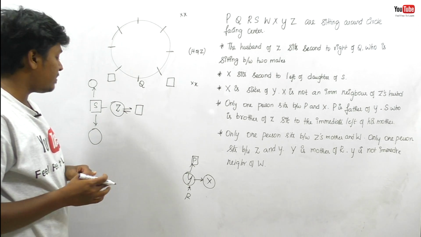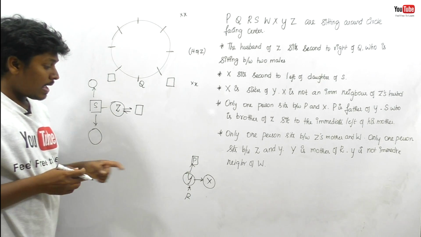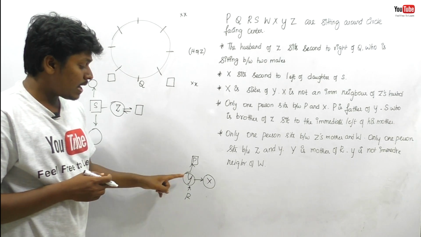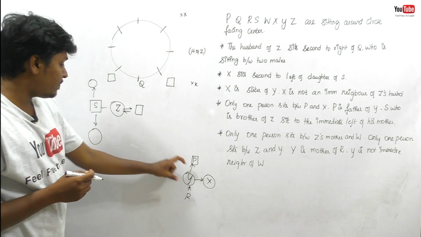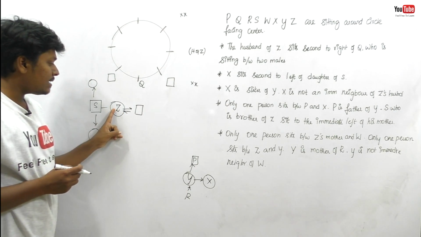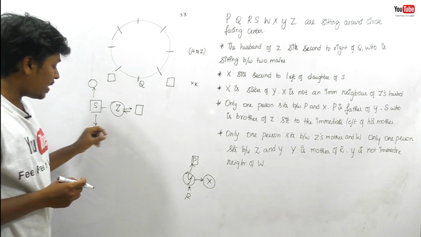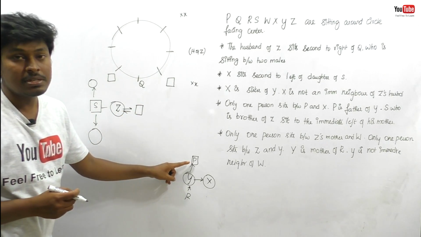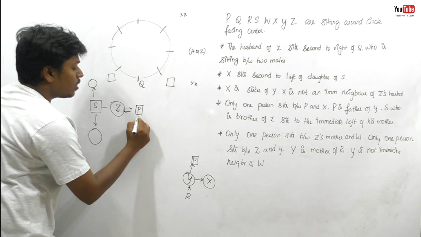Friends, we have finally established that S and Z are brother and sister, R's mother is Y, Y's father is P, and Y and X are sisters. So friends, try to fix this condition here. We know that Z has a husband. Got it? Z has a husband. So only two female persons are here. The only male person we have found is P. So I can clearly say that P should come here and Y should come here.